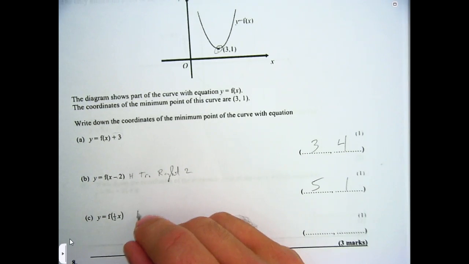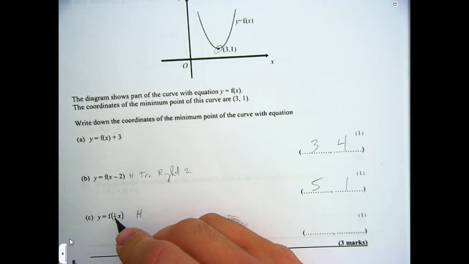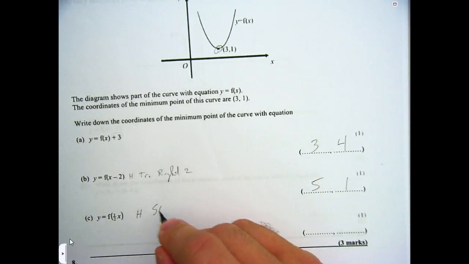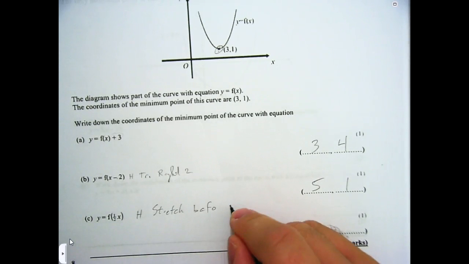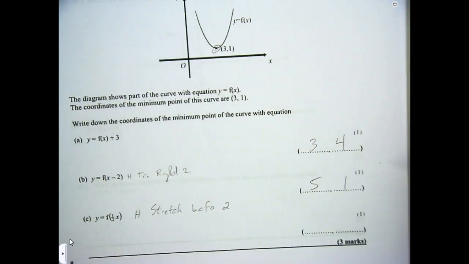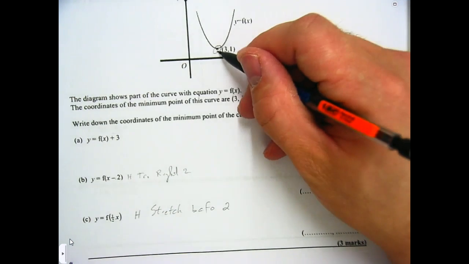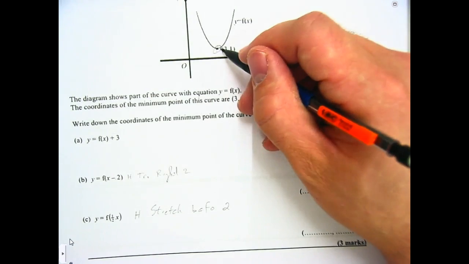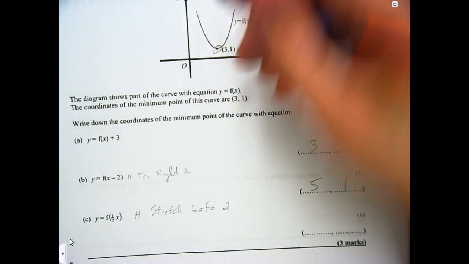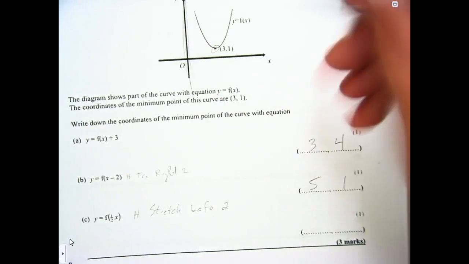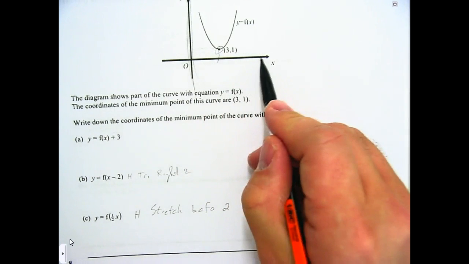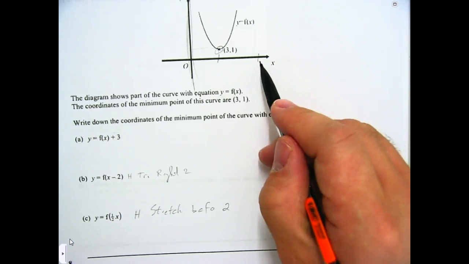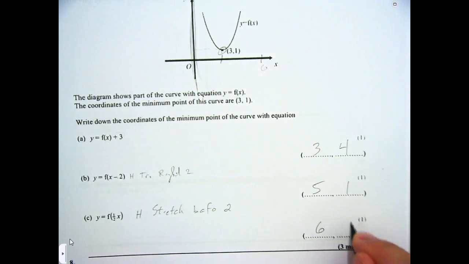And this is a horizontal, what? Stretch. By 2, the reciprocal, which means I'm stretching away from the y-axis twice as far. So I'm pulling away from this axis. So it's 3 units currently. I now have to be 6 units. Okay, so it's going to be 6, 1.